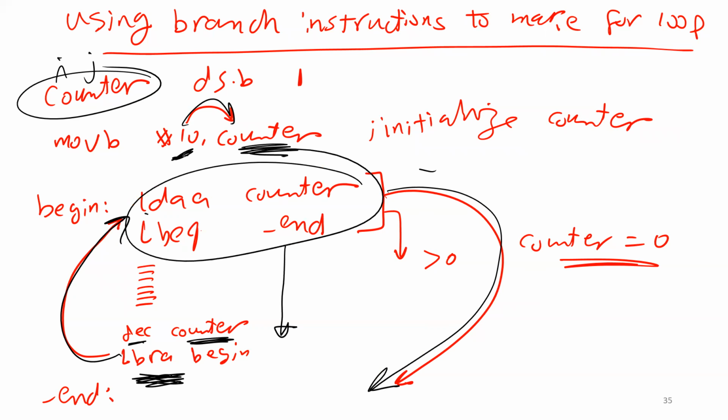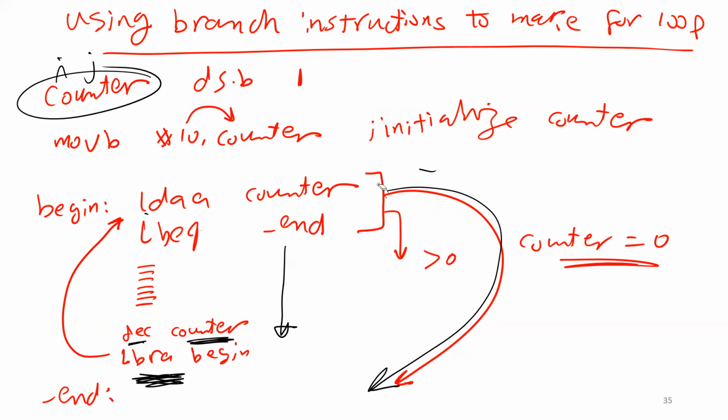So in every iteration, I'm going to decrement by 1 and go back again to check. Is that 0? No, it's not 0. Okay, make another iteration. Decrement, go back to the beginning again. Is that 0? No, make another iteration until it is 0, and then I'm going to go outside. Is that okay?